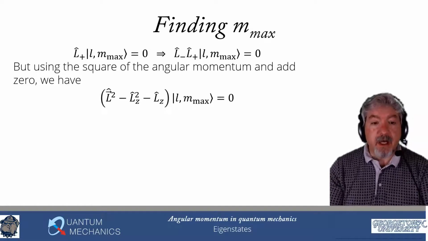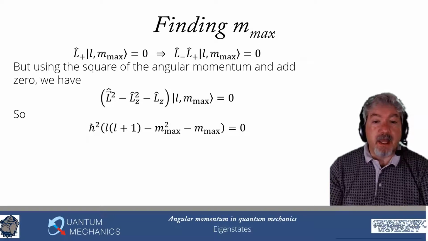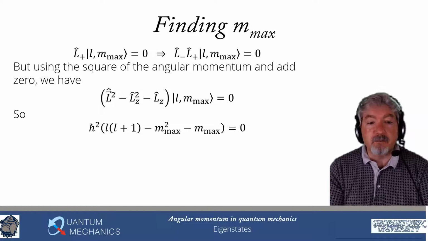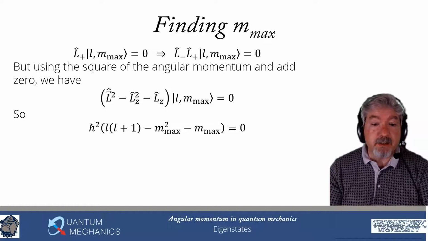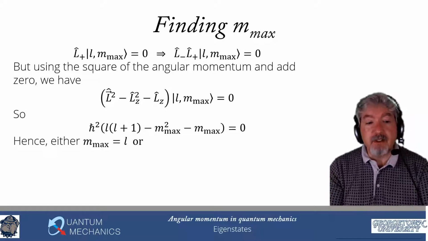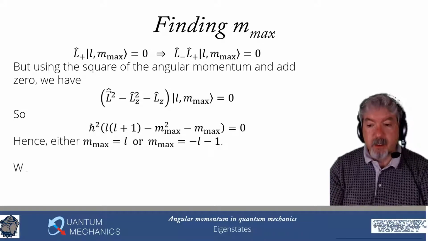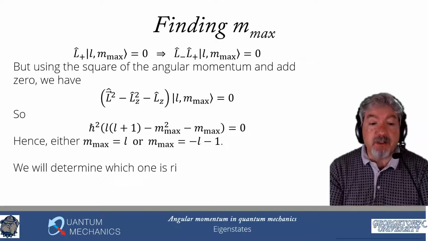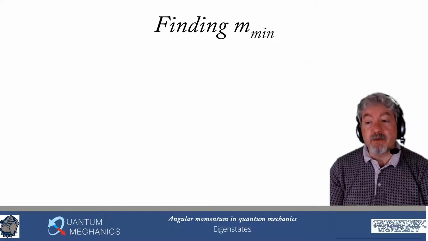Now, we can evaluate that commutator. It's just equal to minus Lz. And now we can operate these onto the state because this state is an eigenfunction both of L squared and of Lz squared. So we can substitute that in, and we get h bar squared times L times L plus 1 minus m max squared minus m max is equal to 0. That's a quadratic equation. We can solve the quadratic equation, and you find two roots. You find either m max is equal to L or m max is equal to minus L minus 1. We don't know which one it is yet, and we're going to determine which one it is right after the next page.